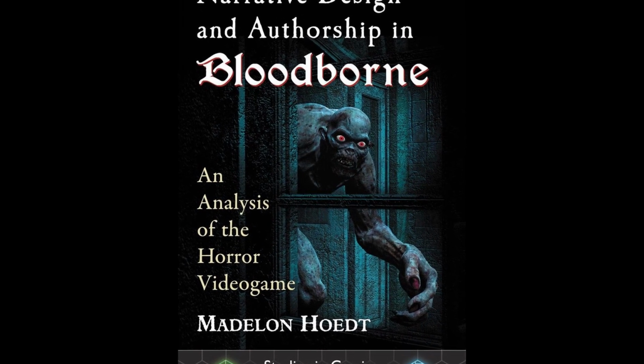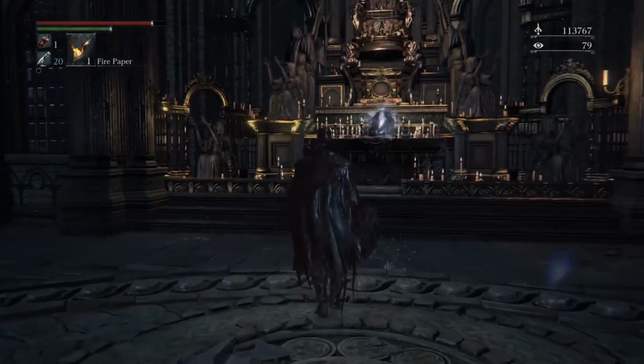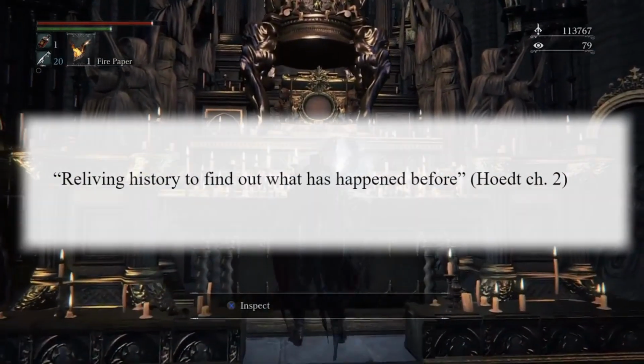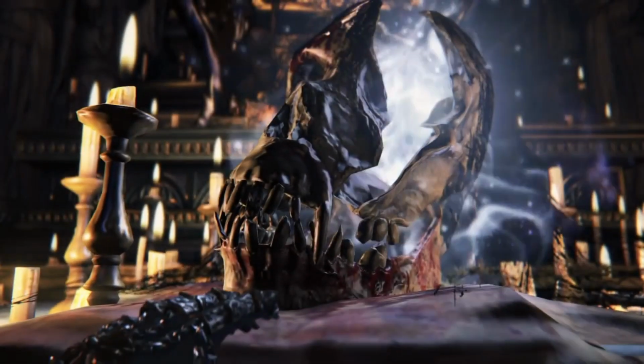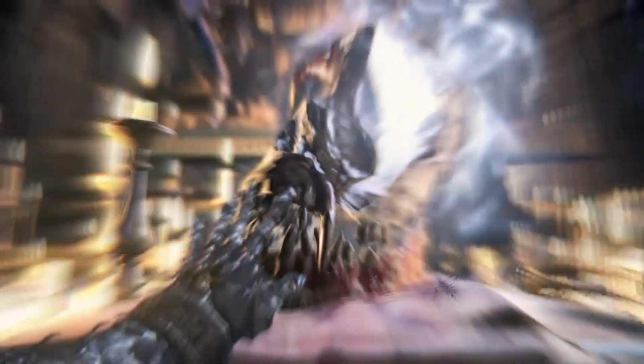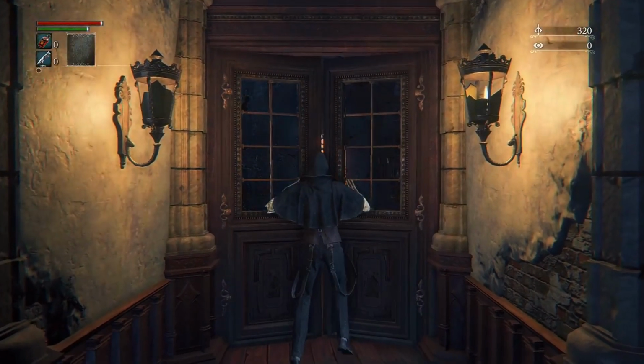She argues that Bloodborne relies on one specific motif from the Gothic and the horror, which is its insistence on reliving history to find out what has happened before. This in itself is a recurring narrative strategy in all Soulsborne games. By delving into the past, players are able to decipher its mysterious secrets.